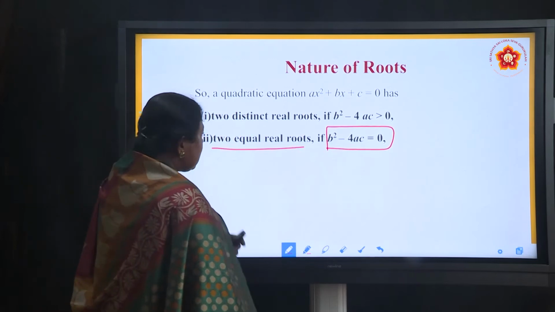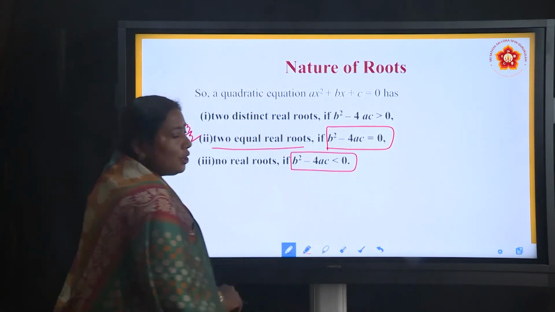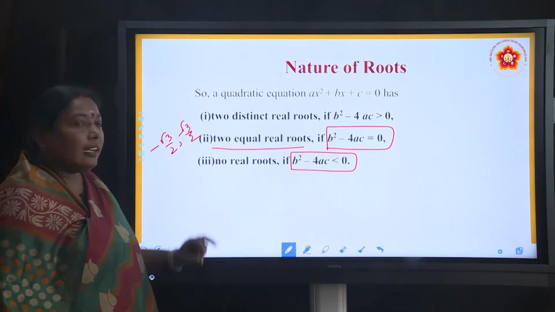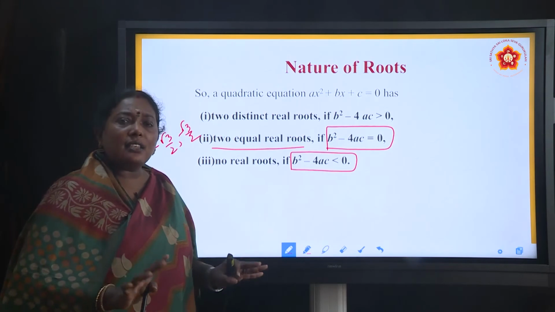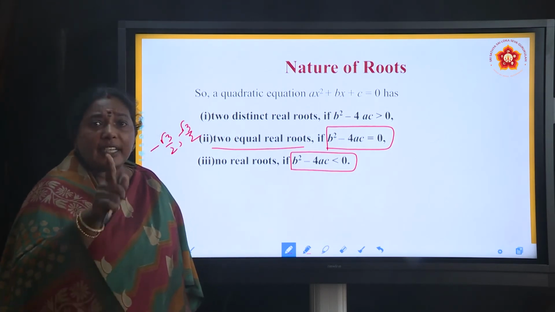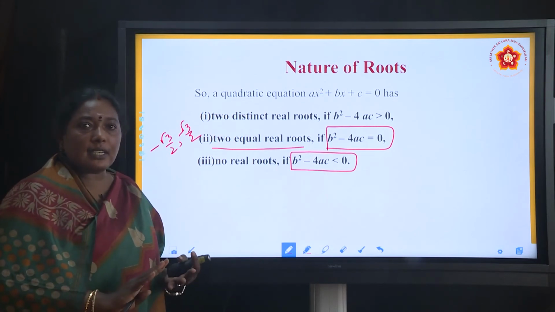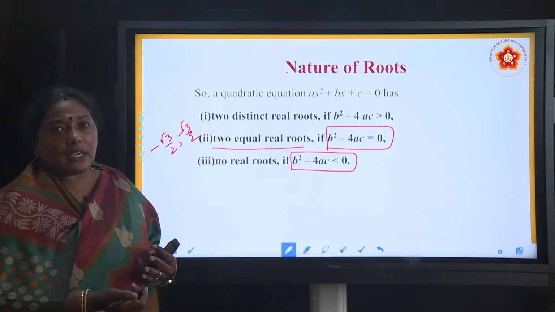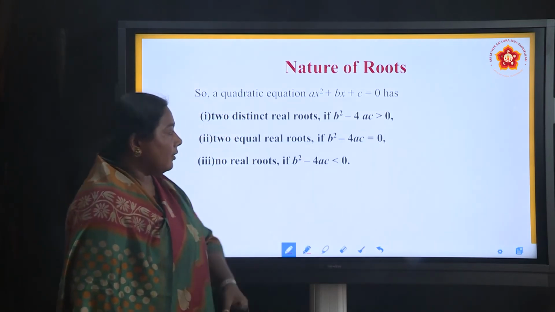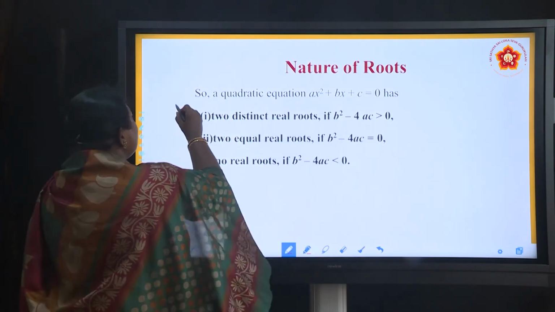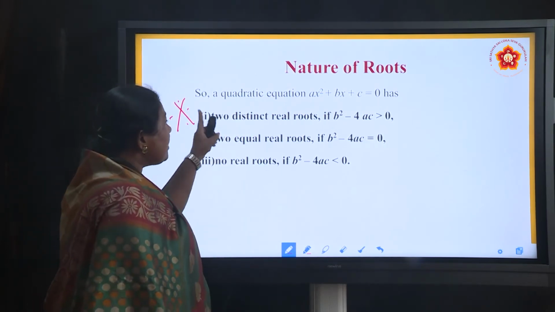The next one, if b square minus 4ac is less than 0, then you will never get a real root. That means what? Am I not going to get any answer? You will get an answer, but it is imaginary. That part we are not going to do in 10th standard. You will be doing it in your PU classes. Complex number, imaginary number, like that it will go on. Okay. So, this is a very, very important part in this chapter, nature of the roots.